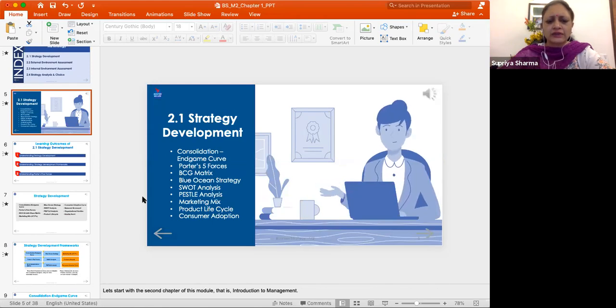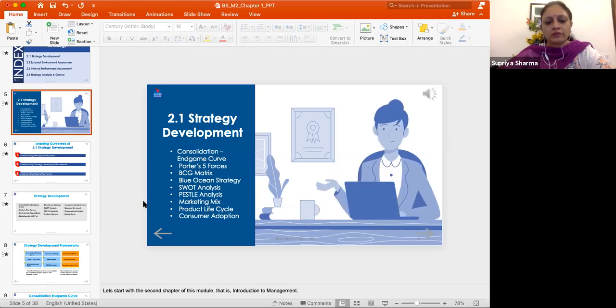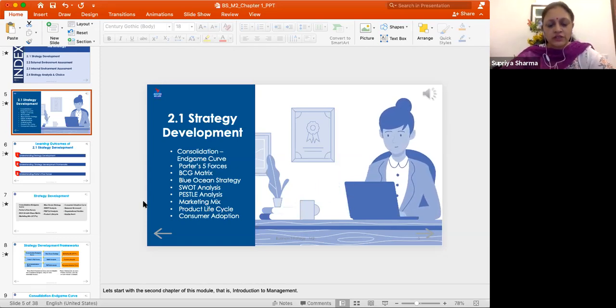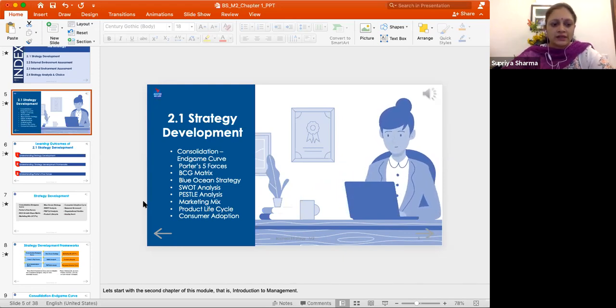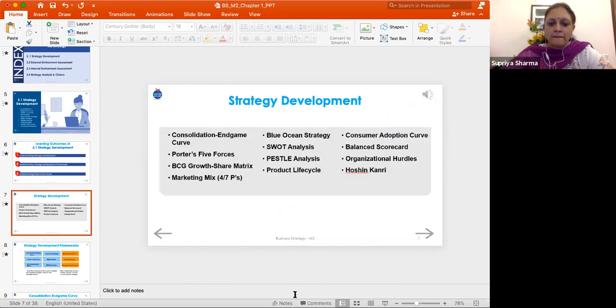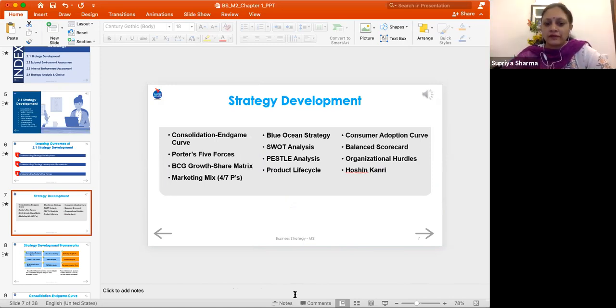These are the various strategic development tools which are used. So we are going to touch upon most of them. I plan to finish this module today. Let's see how it goes. And these are various strategic development tools or models which are there. We have consolidation endgame curve. We are going to understand Porter's 5 forces, BCG growth share matrix, blue ocean strategy, SWOT analysis, pestle analysis, product life cycle, consumer adoption curve, balance scorecard, organizational hurdles, and ocean canary.